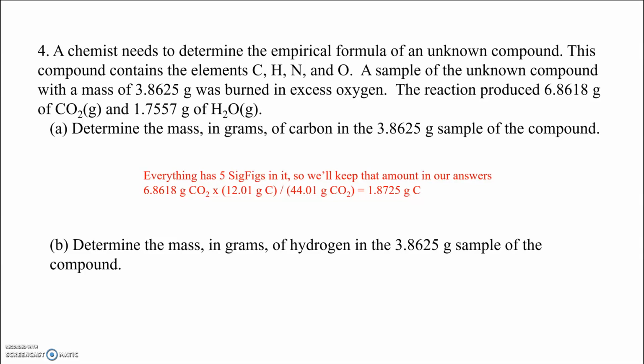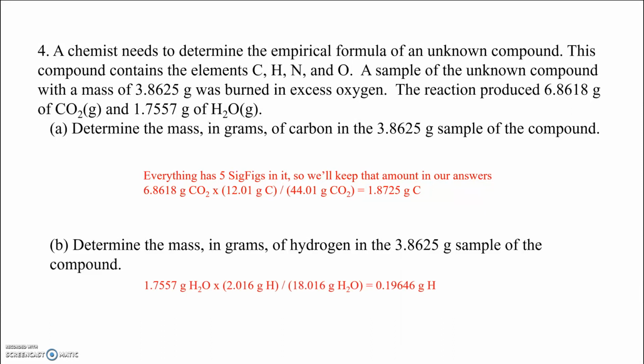But only part of the mass of carbon dioxide is carbon. So I can multiply by this ratio, which would be the atomic mass of carbon, 12.01, divided by the molar mass of carbon dioxide, 44.01. And when I do that math and keep 5 sig figs, I get 1.8725 grams of carbon.